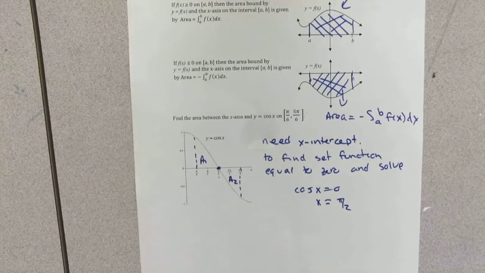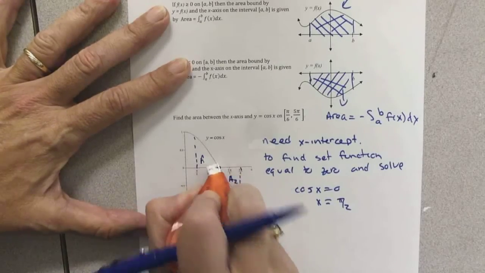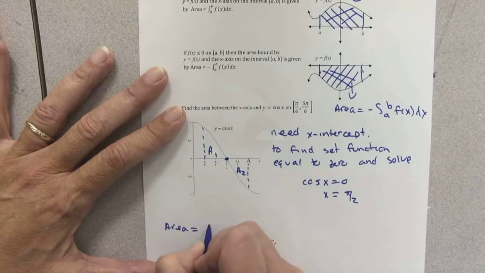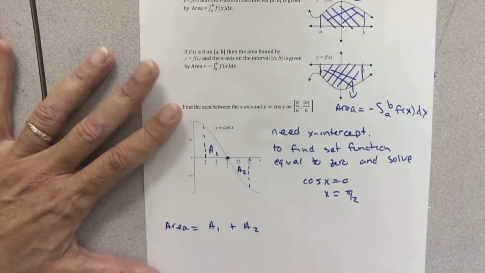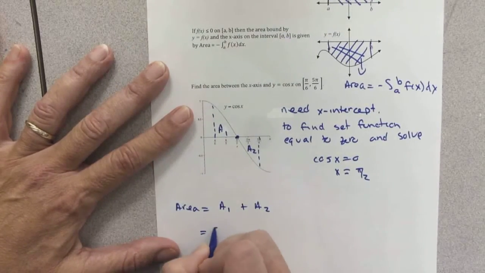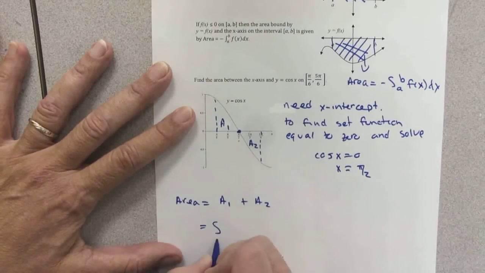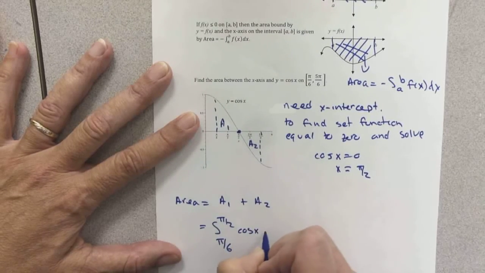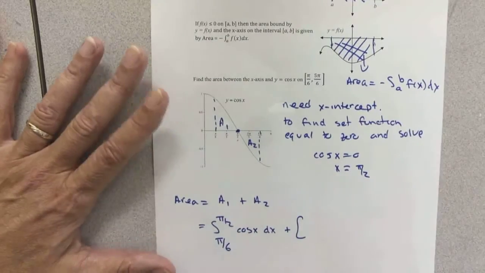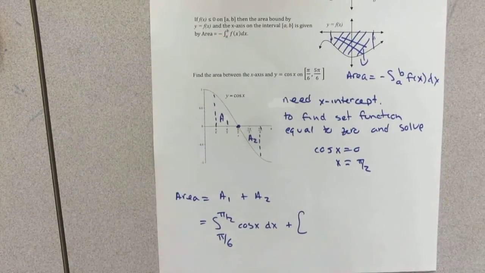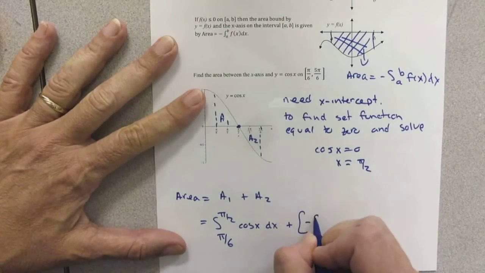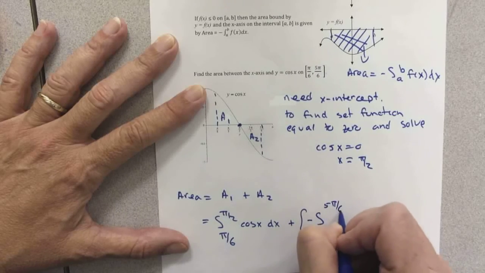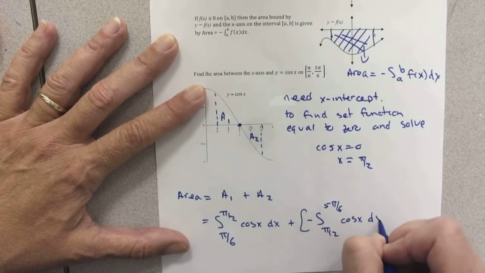So let me call those A1 and A2, area 1 and area 2. And so the total area will be the area of A1 plus the area of A2. A1, which is above the x-axis, is going to be the integral from pi over 6 to pi over 2 of cosine x dx. And then the area of A2, because it's below the x-axis, is going to be the opposite of the integral from pi over 2 to 5 pi over 6 of cosine x dx.